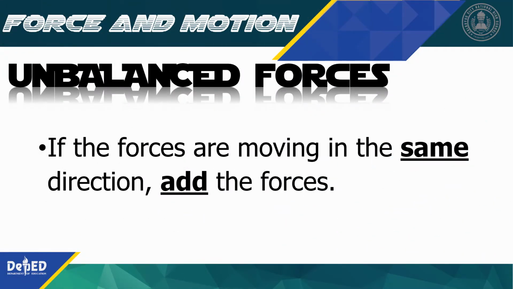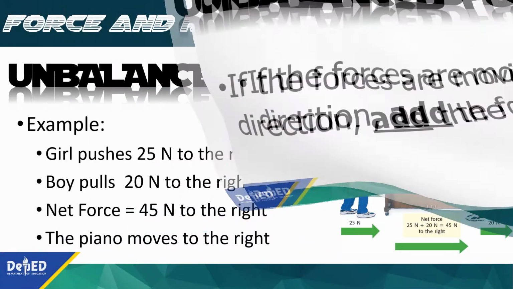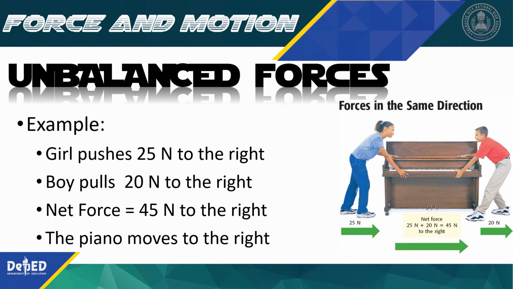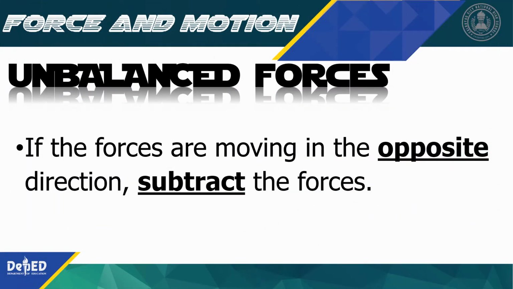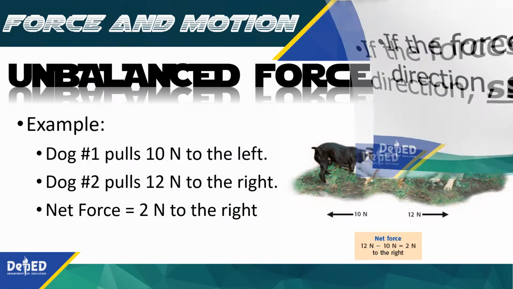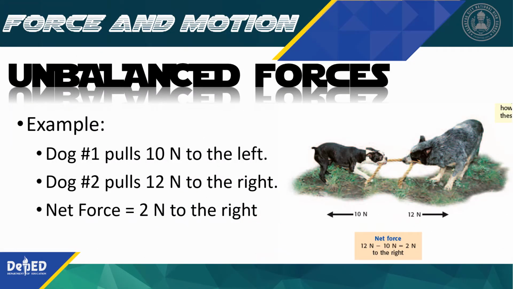If the forces are moving in the same direction, add the forces. For example, if the forces are in the same direction, you add only their forces. In this case, their net force is 45 Newton. If the forces are moving in the opposite direction, subtract the forces. By this example, if the forces are in opposite direction, you only subtract the forces, and in this case, their net force is 2 Newton going to the right direction.